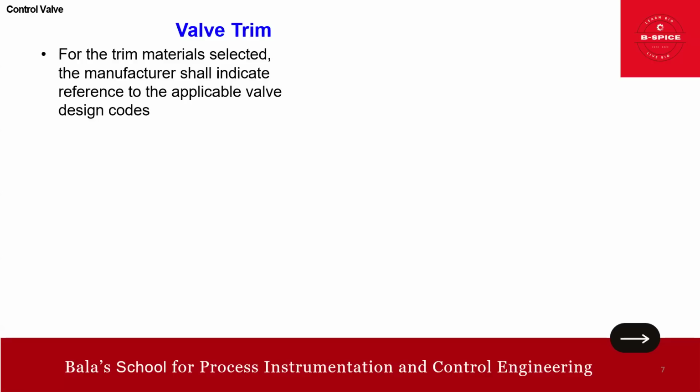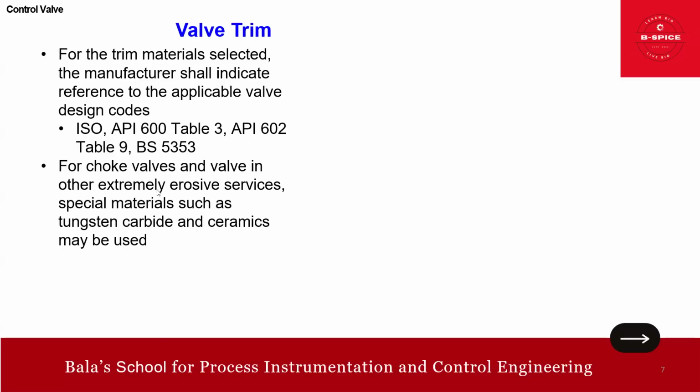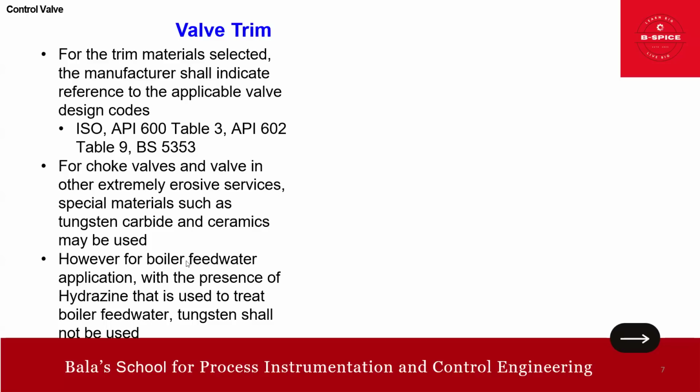Now, friends, for trim material selection, the material shall indicate a reference to the applicable design codes. What are those? We have ISO, API 600 table 3, API 602 table 9, and also BS, British Standard 5353. For choke valves and valves in other extremely erosive services, special materials such as tungsten carbide and ceramics may be used. But for boiler feedwater application, with the presence of hydrazine that is used to treat boiler feedwater, tungsten shall not be used. There may be some reactions, so that should be avoided.